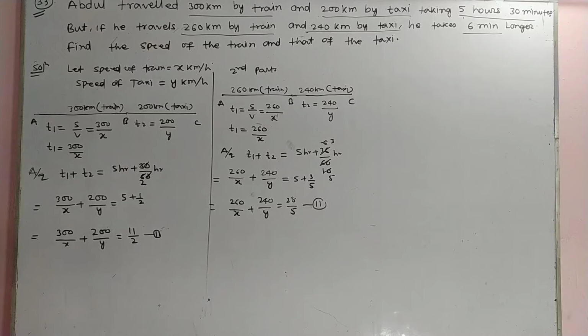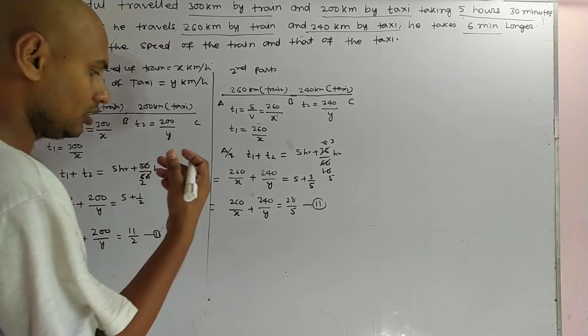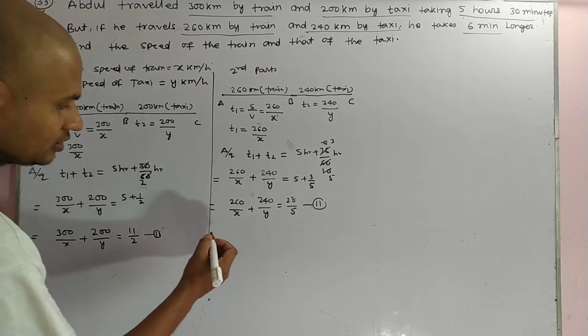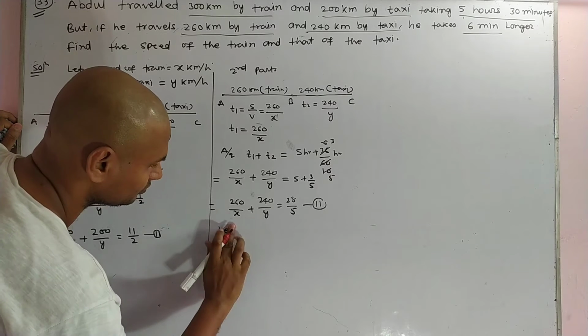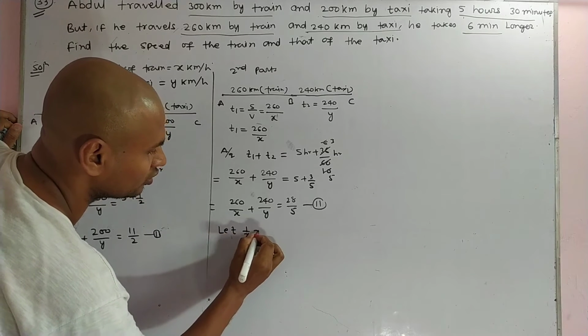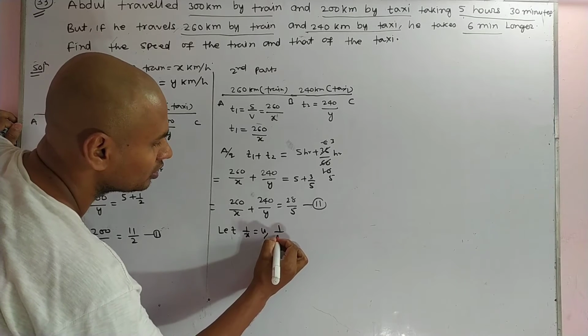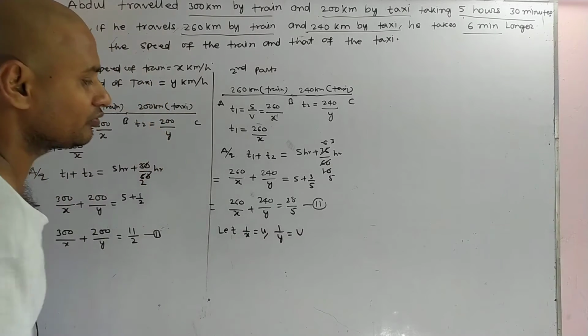Again, if you assume that 1 upon x equals u and 1 upon y equals v, then what will happen?